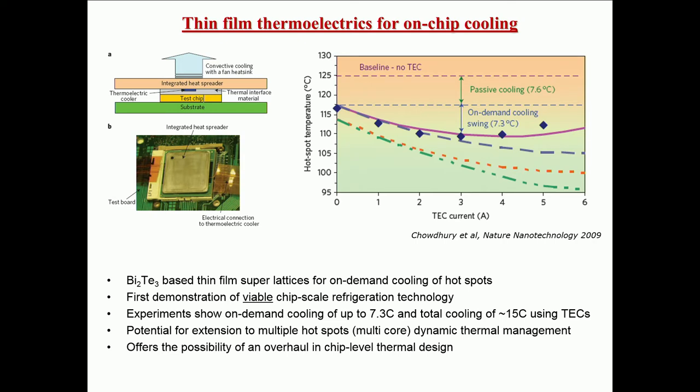contribution. Didn't make it to Nature, it made it to Nature Nanotechnology. Okay, still Nature Publishing Group. So, first demonstration of a viable chip scale refrigeration technology, chip scale.